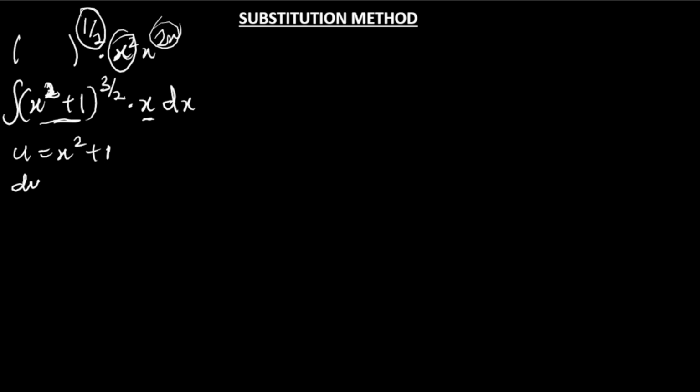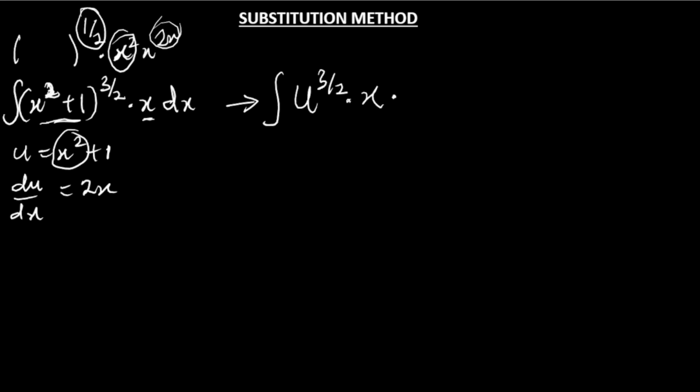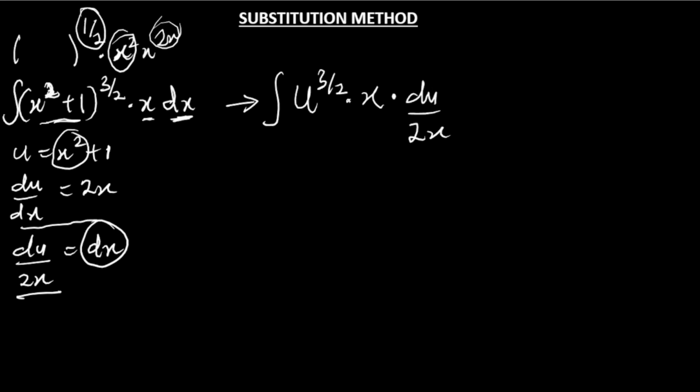Now differentiating u with respect to x will give us 2x. That is, differentiating x squared gives you 2x. Looking at the main question, it's more like saying the integral of u raised to 3 over 2, multiplied by x. We are not looking for du over dx, we are looking for dx. So I can say du divided by 2x equals dx. That is, anywhere I see dx in that question, I will represent it with du over 2x. Do you understand that? Now x is cancelling x.